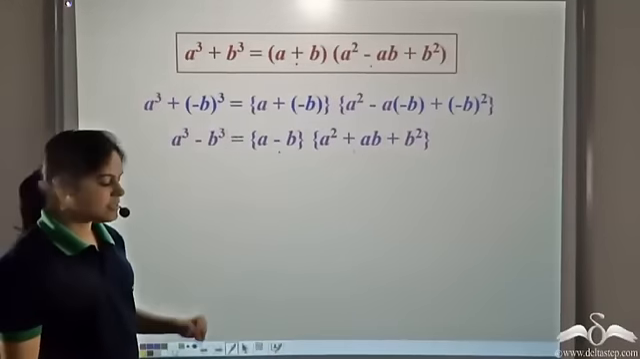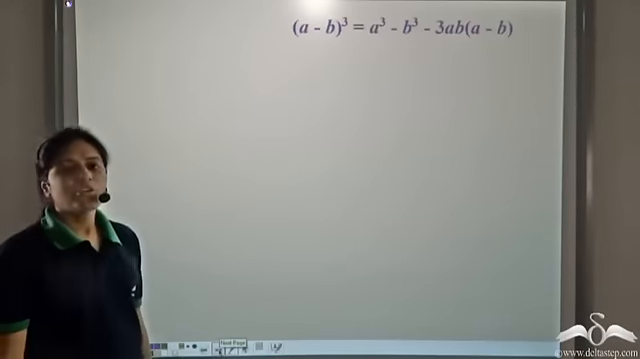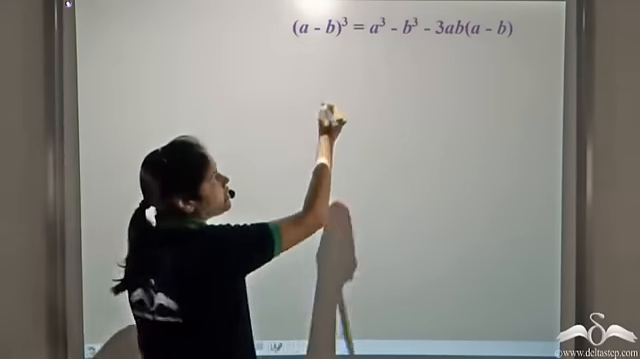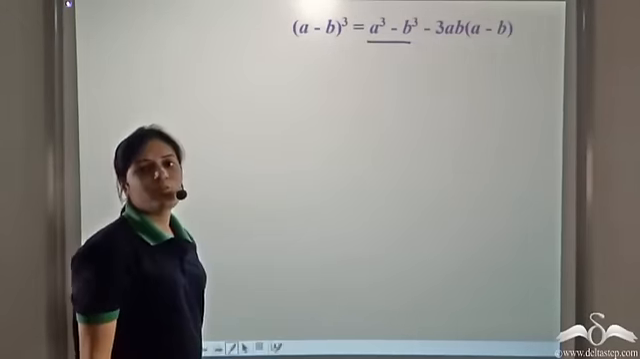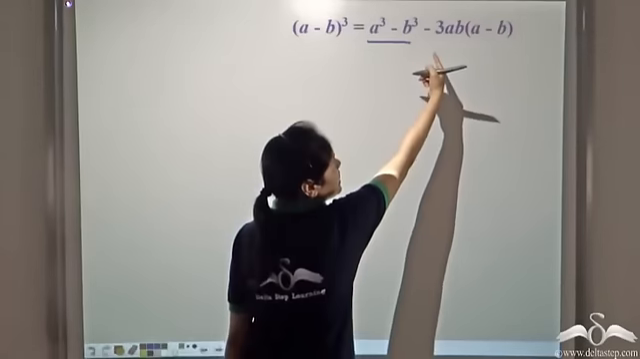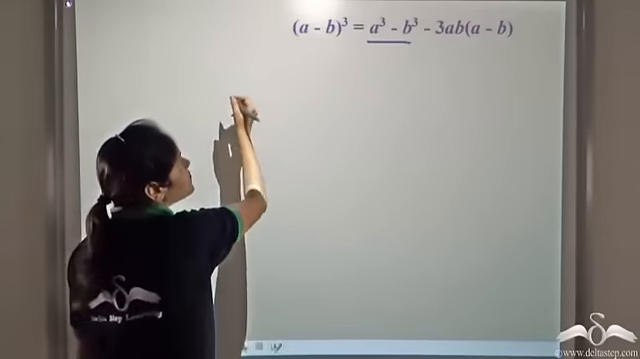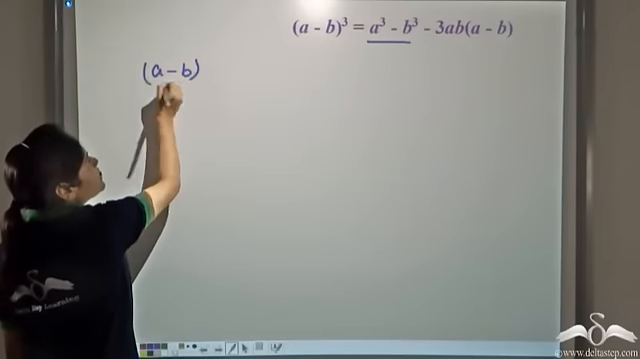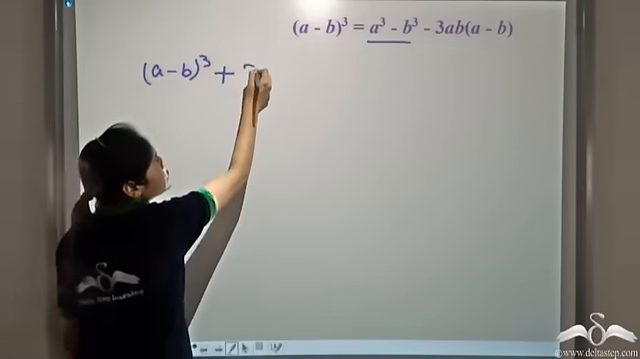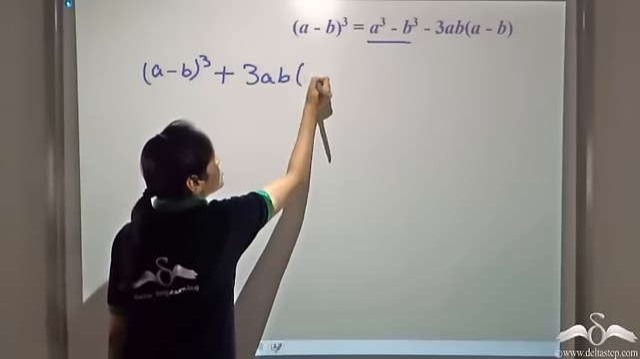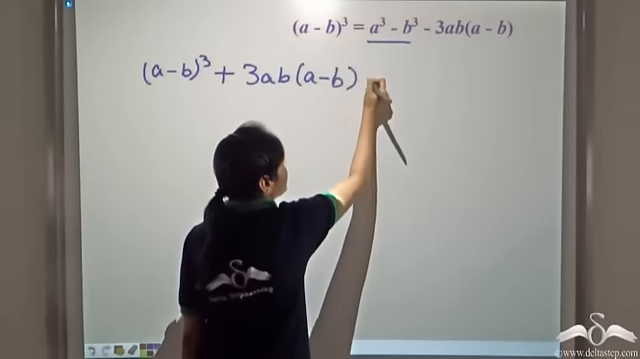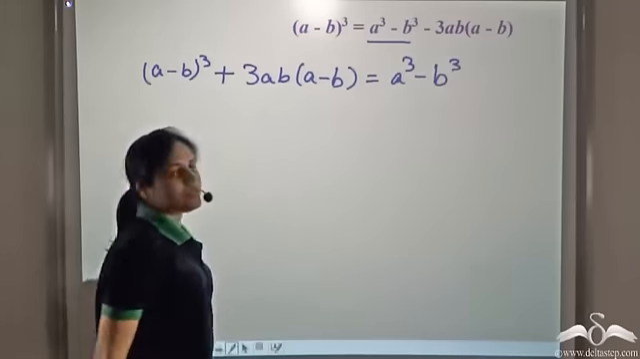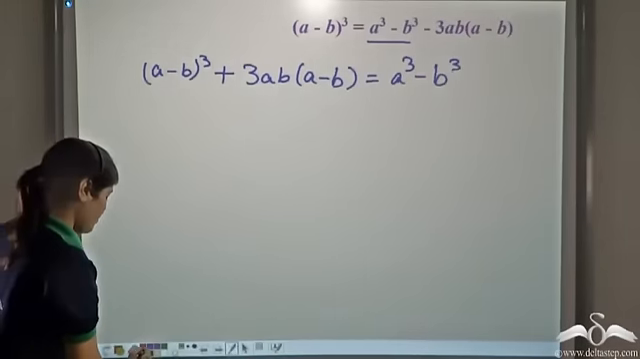Now let us verify this also. So we are familiar with this identity. For a minus b whole cube, we need to find a cube minus b cube. So let us take minus 3ab into a minus b on the left hand side. We get a minus b whole cube plus 3ab into a minus b is equal to a cube minus b cube. This is what we have.